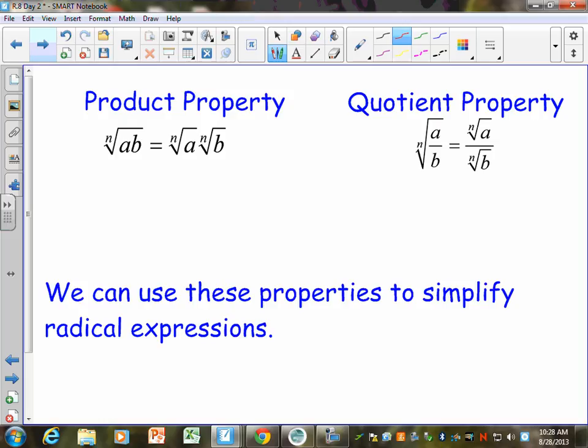And that's going to help us as we simplify a few of these. So we're just going to do a bunch of examples. And then towards the end, we're going to add radicals and multiply radicals and lots of fun stuff. Again, kind of a review of some stuff you did in Algebra 2. Everybody okay with this?